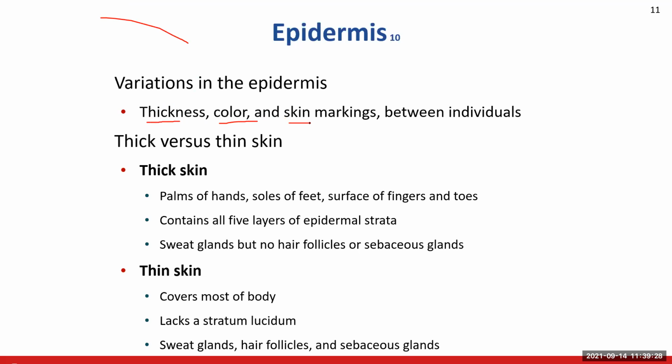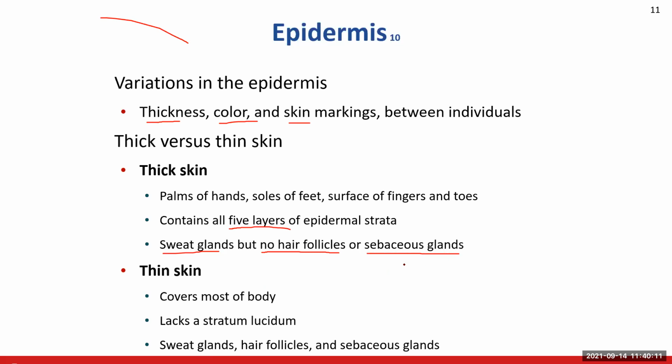So I already mentioned thickness here, but I want to go into a little bit more detail. You need to know where the thick skin is. So thick skin: palms of the hands, soles of the feet. And thick skin is going to have all 5 strata. But you'll notice thick skin will not contain hair follicles. It will have sweat glands, because how many times have people had sweaty feet or sweaty palms? So we know for a fact it has sweat glands, but there's no hair follicles. And if you don't have hair follicles, you're going to be missing certain types of glands. And that is going to be the sebaceous glands.